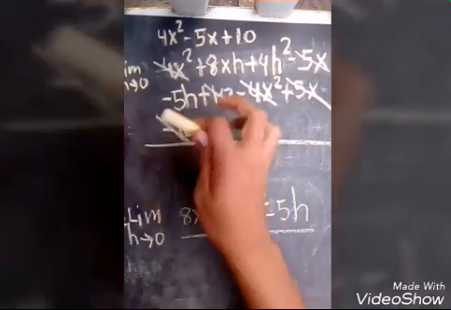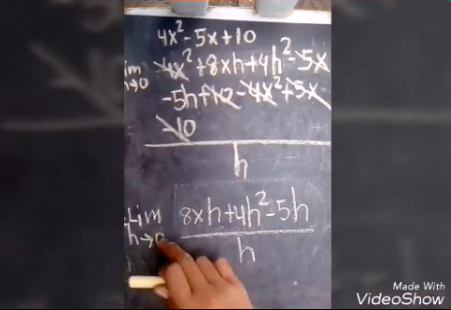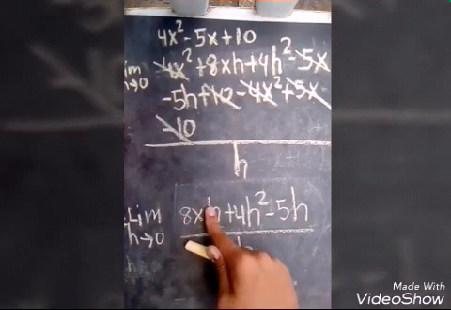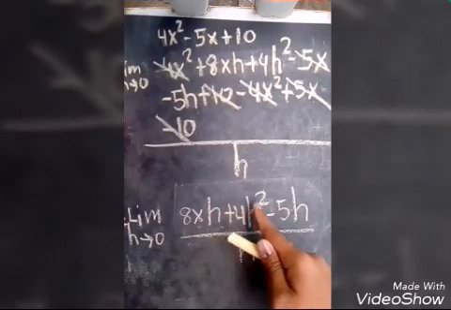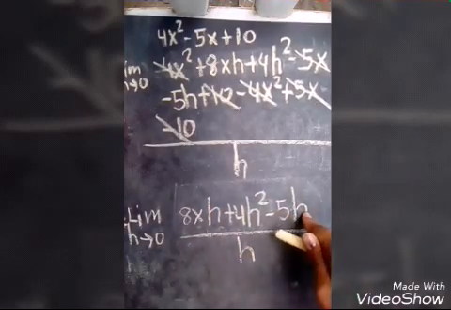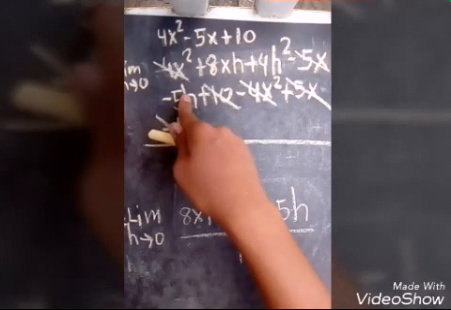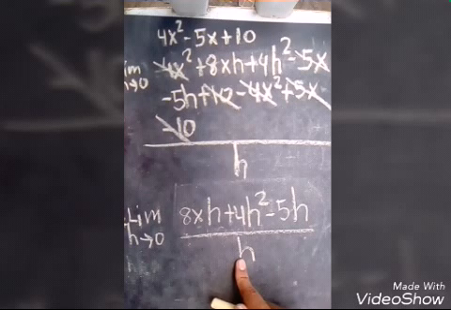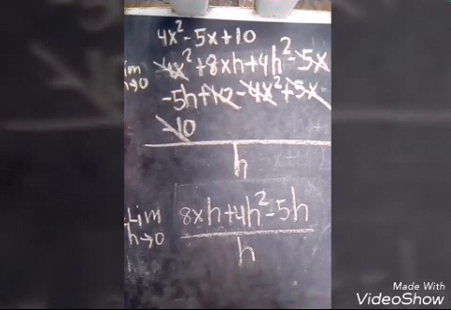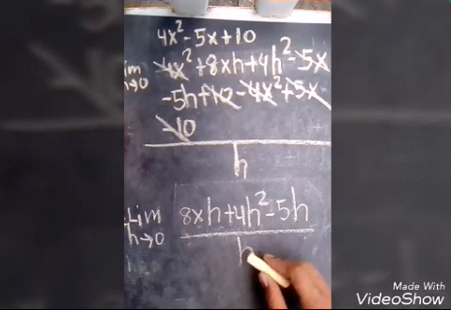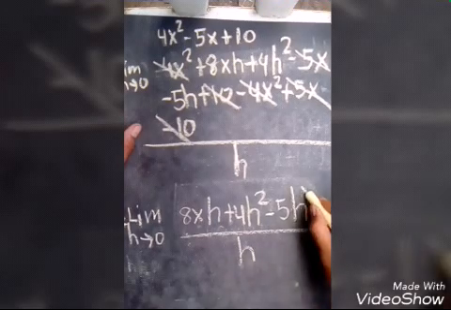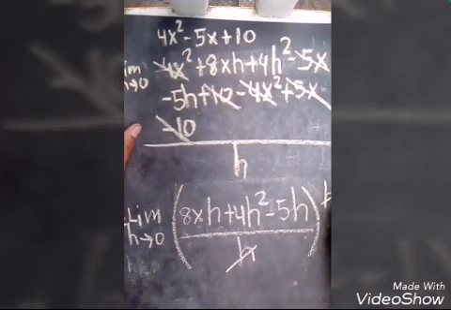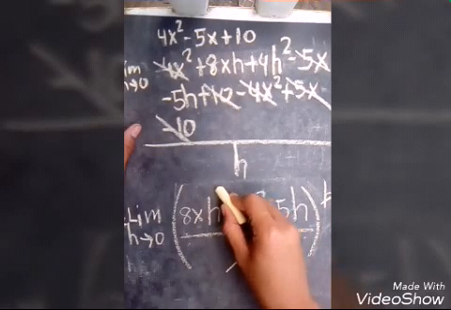So it will become limit of h approaches 0, 8xh plus 4h squared minus 5h, the three terms that are not cancelled out, over h. For us to solve it clearly, we need to cancel the denominator. So we need to divide both sides by h to cancel the denominator and cancel the h of each term.